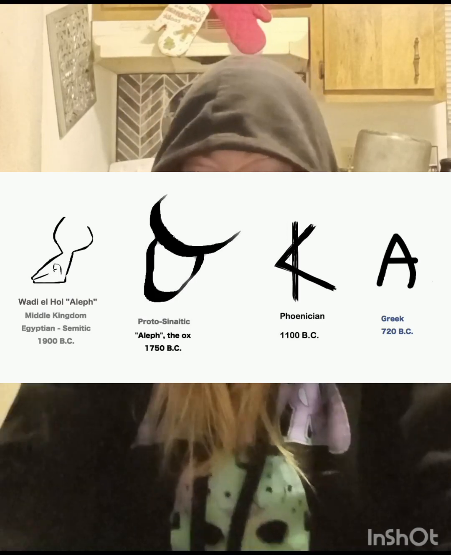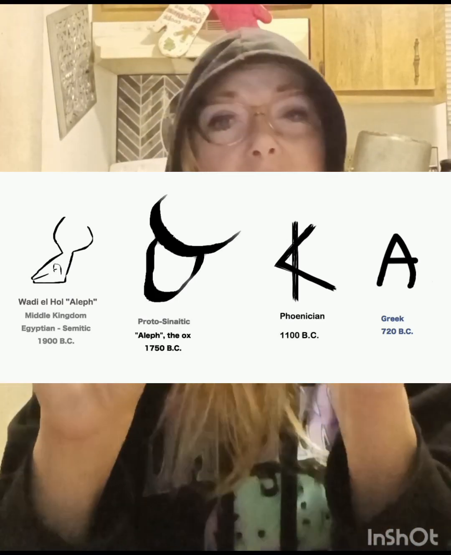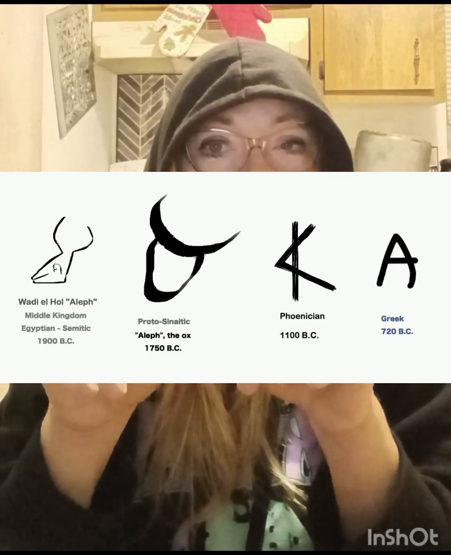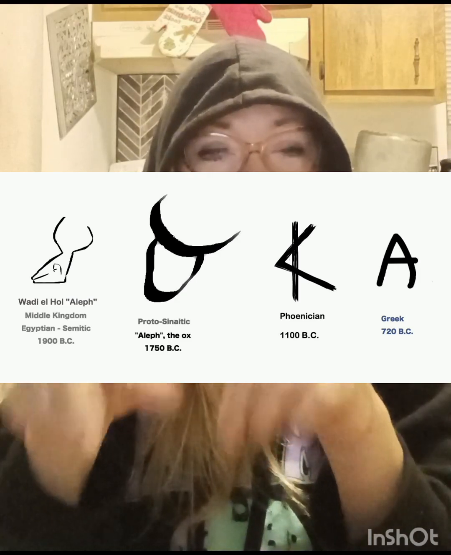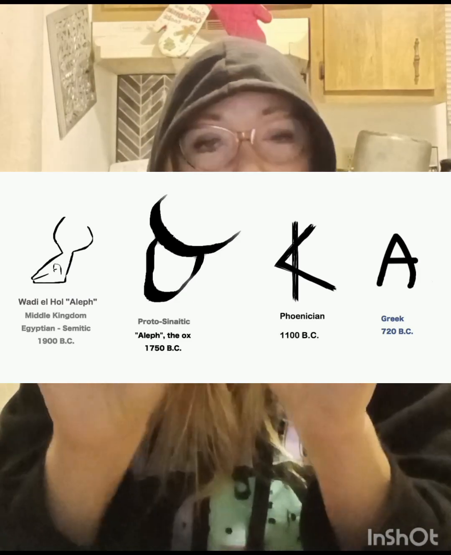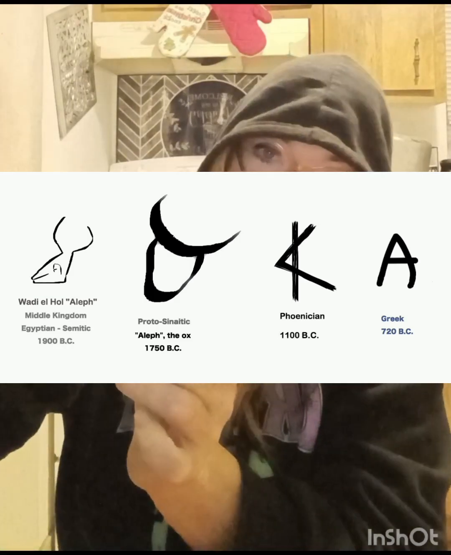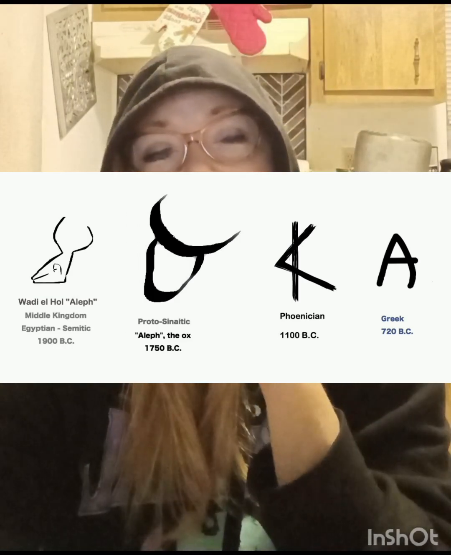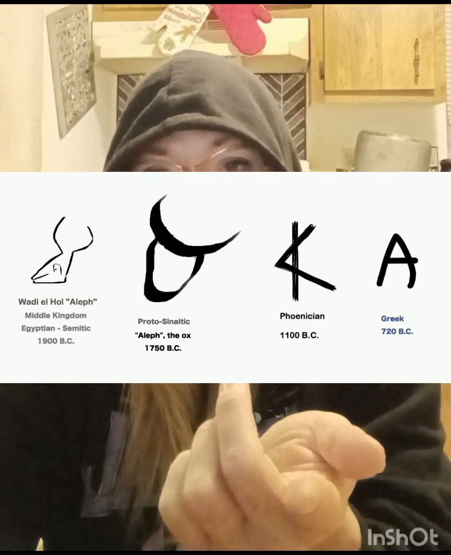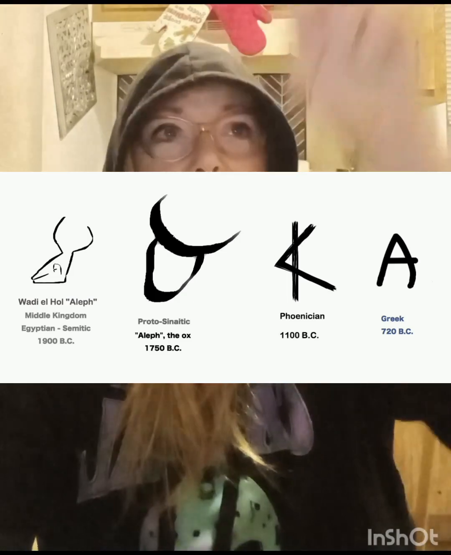Now, for example, the letter A in Egyptian, that word was aleph, and it meant ox. So the Phoenicians took the symbol, the hieroglyph for ox, which looks similar to an upside down A, and they turned it sideways. And then the Greeks adopted the Phoenician language, and then they turned it right side up.